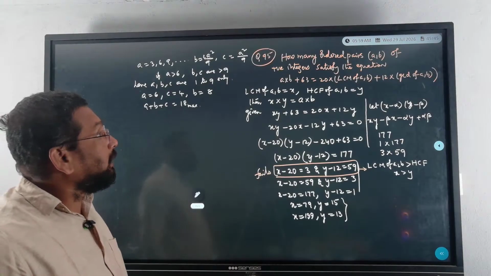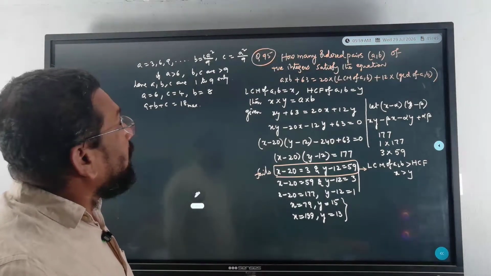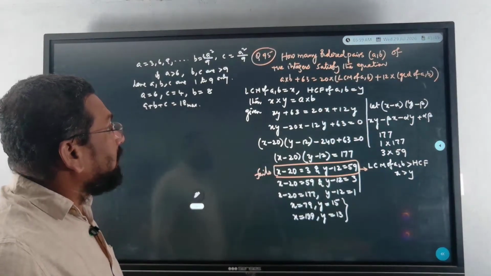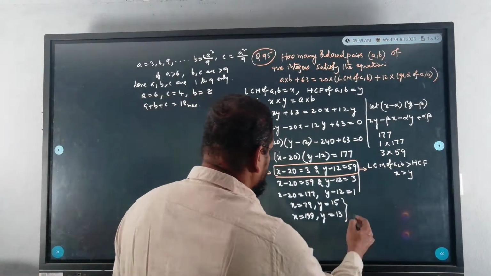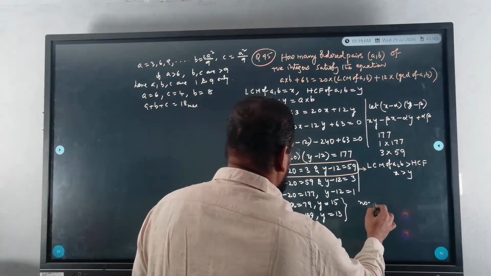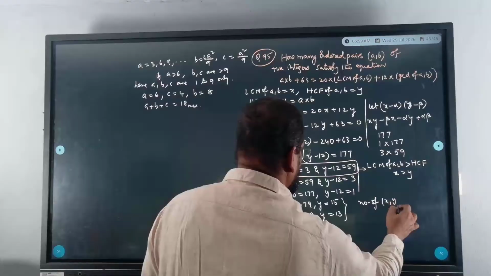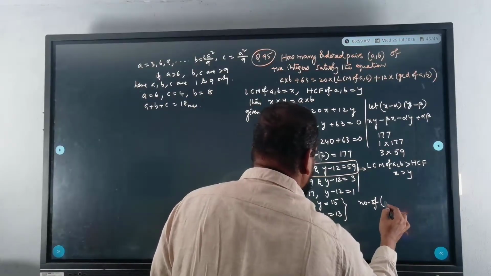So what we have to find? How many ordered pairs of AB satisfy the conditions? Okay, so two ordered pairs. Number of xy required, number of AB required.